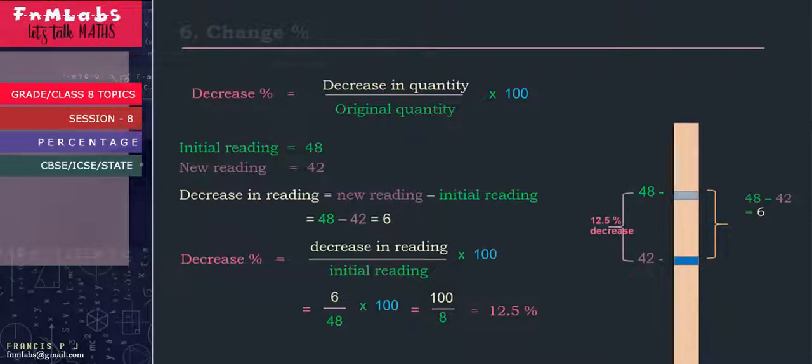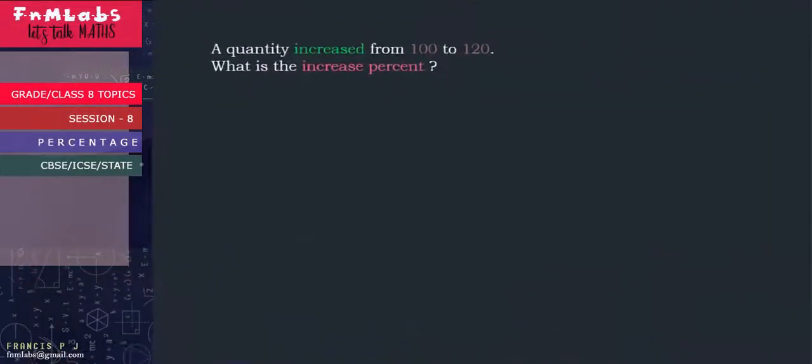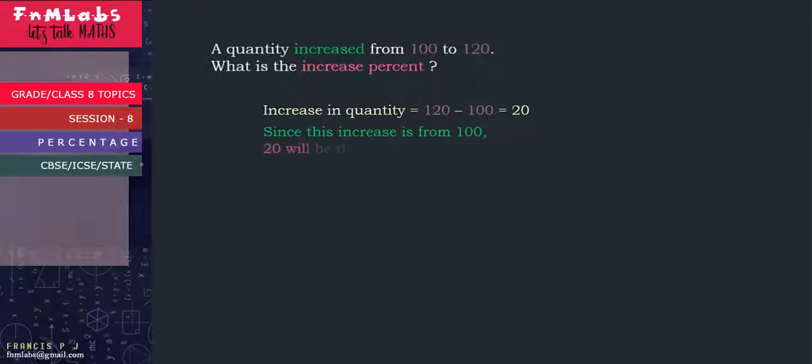Now you know how to calculate the change percentage, whether it is increase in quantity or decrease in quantity out of 100, which is known as the change percentage. Let us consider an example. Suppose a quantity is increased from 100 to 120. What is the increase percentage? Here the increase in quantity is 120 minus 100, which is 20. Note that the initial value of the quantity is 100. We know the percentage is always based on 100, which happens to be the same as the initial value in this case. Hence, obviously, the increase in quantity will be the same as the increase percentage, and hence it is 20% increase.